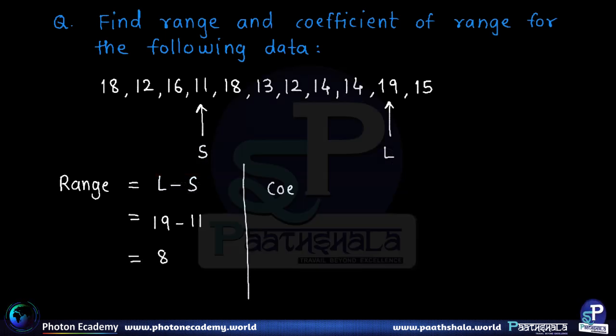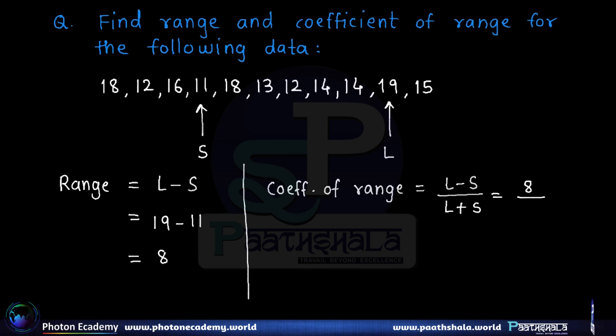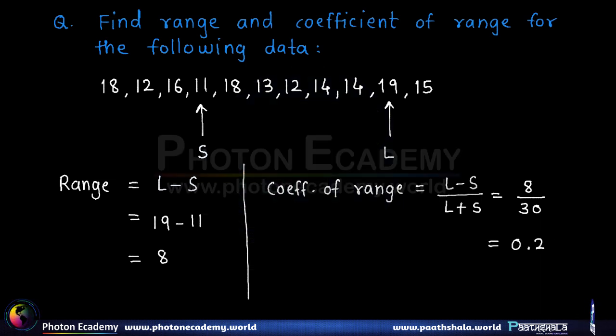And then the coefficient of range. We just saw the formula, it is given by L minus S upon L plus S. L minus S we just calculated, that is nothing but the range, and upon L plus S, that is 11 plus 19, that is 30, which approximately turns out to be 0.266, which is recurring, so we round it off. So that is the value of the coefficient of range.